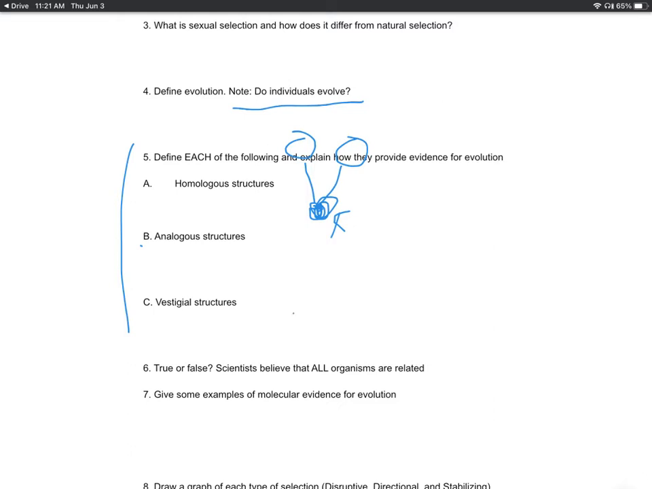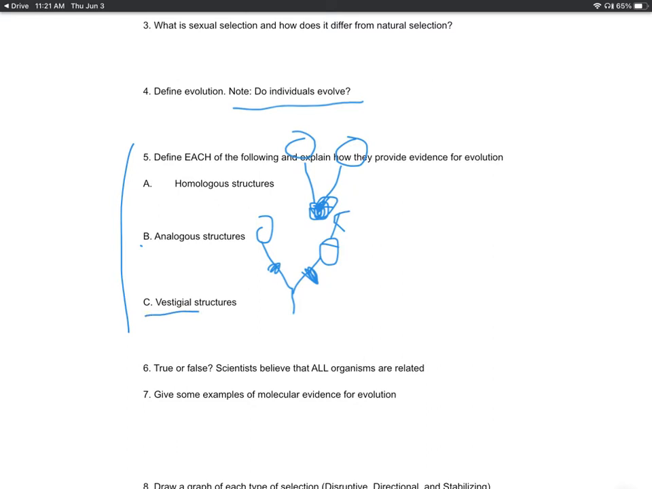Analogous structures are when individuals have similar features, but it's not because they got it from a common ancestor. It's more like it evolved here, and then it evolved there. So it evolved multiple times because it was a useful feature, but it's not a homologous structure because it evolved multiple times and not just once. So the example for that was like insect wings and bird wings. They both have wings, but it's not that some ancestor evolved wings and then it led to both insects and birds. Insect wings and bird wings evolved separately.